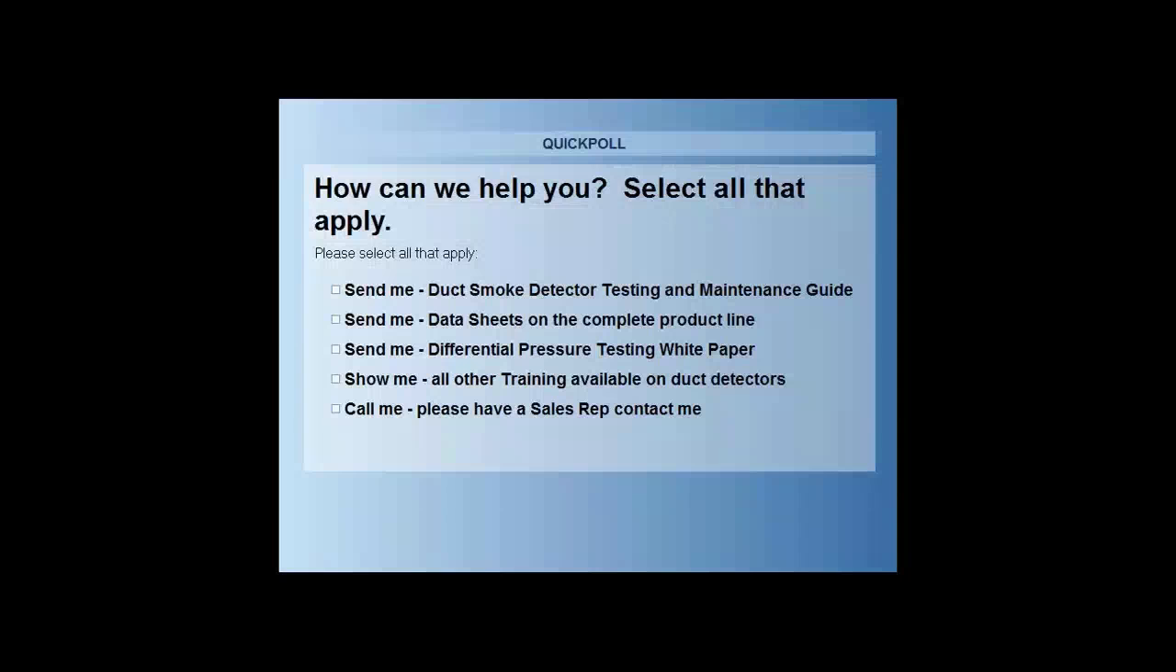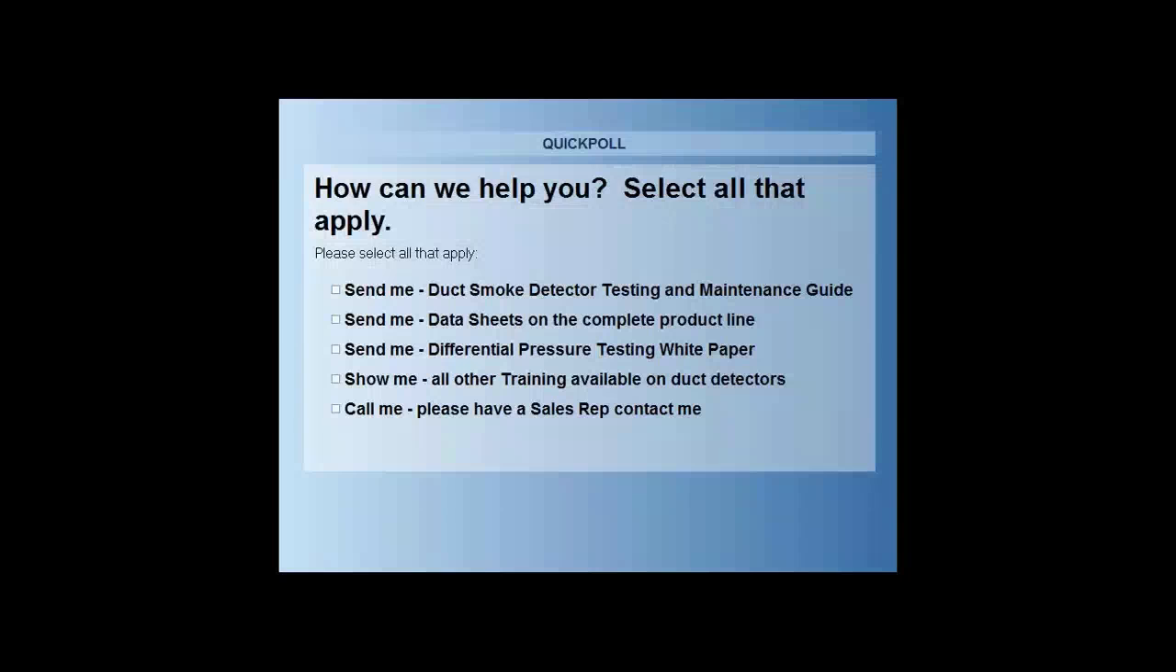So Lisa, which detectors need a coil and a power supply for remote testing? Okay. You could potentially need that in two situations. Our two-wire duct smoke detectors need a coil all the time for remote testing.